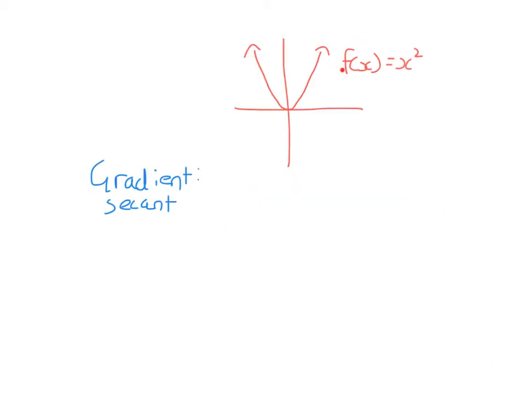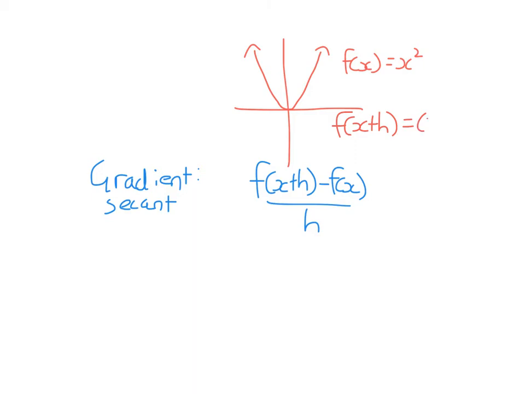So let's say we have the function f of x equals x squared. To calculate the gradient of any secant, I can use the formula that I went through on the previous slide, which is this one here. So if f(x) equals x squared, then I have f of x plus h. All I do is replace x with x plus h. So using binomial expansions, this is just x squared plus 2xh plus h squared.